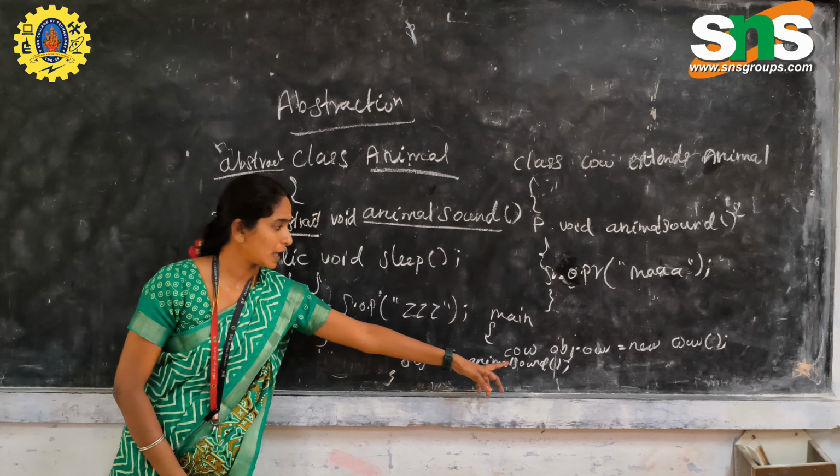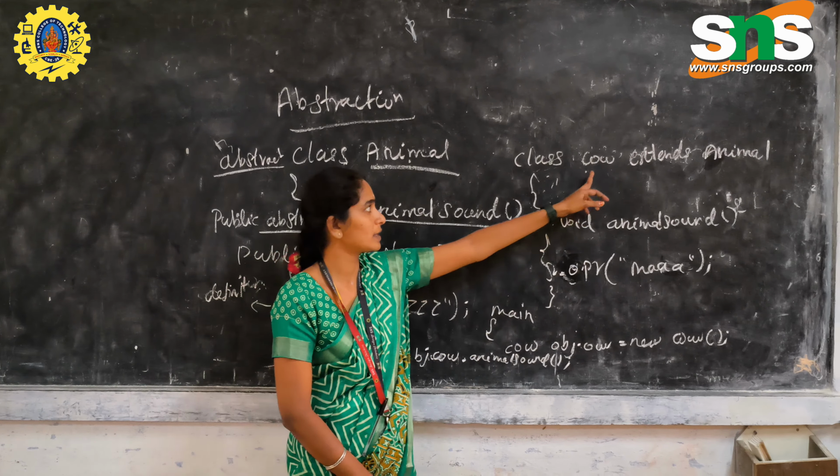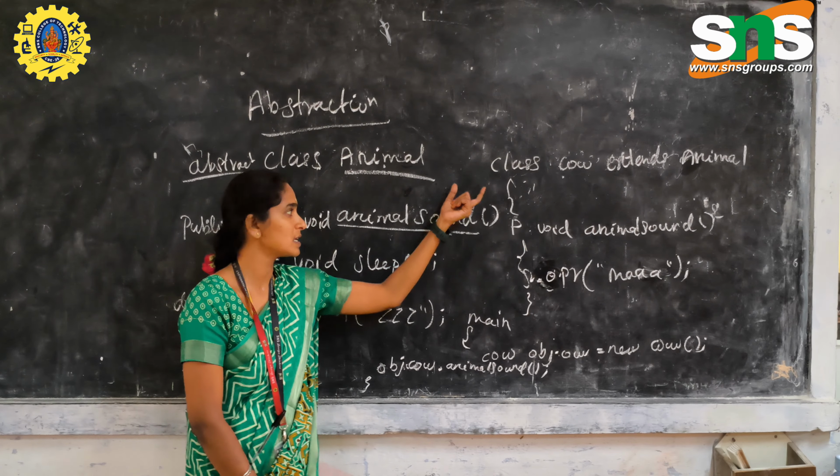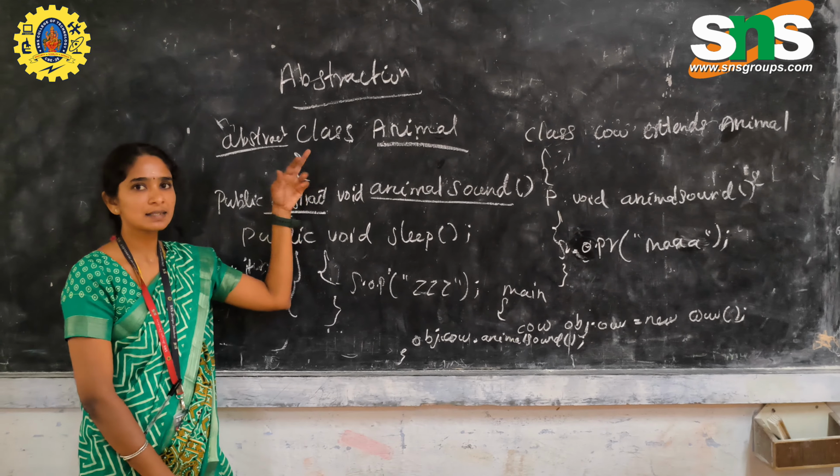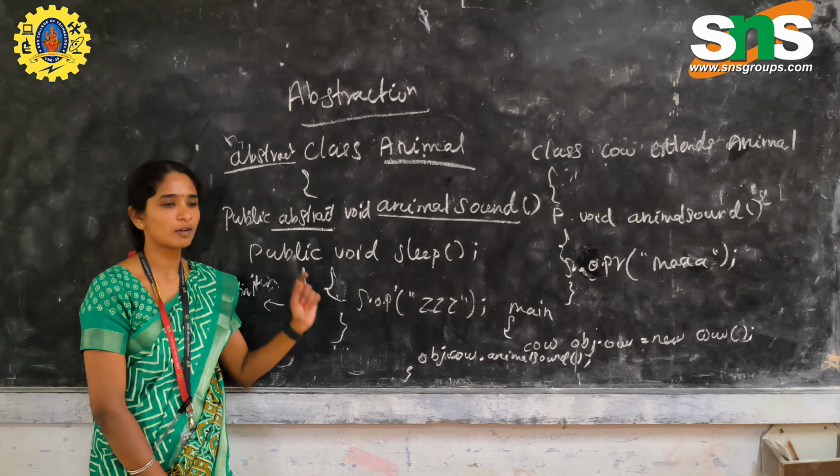In this I have created the object for the particular class Cow, because I have not given the abstract keyword in this class, but I have given the abstract keyword in class Animal. So for that class I need not create any object.